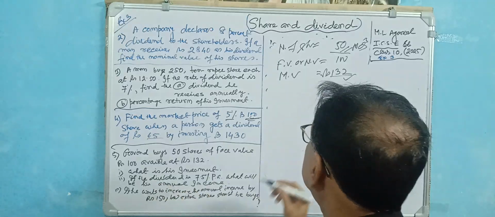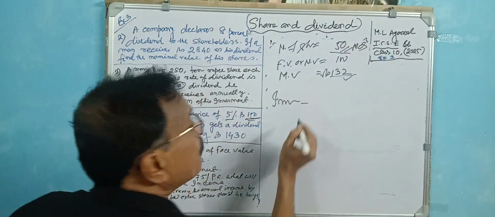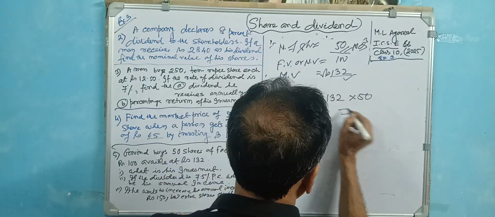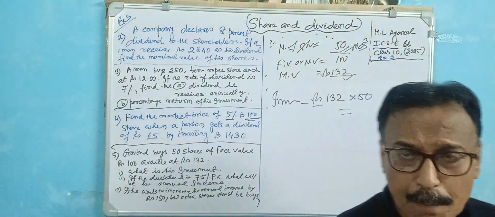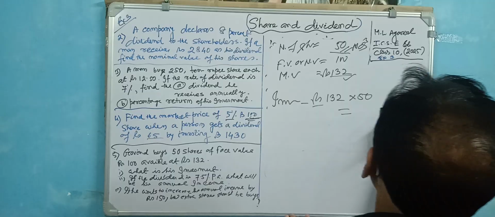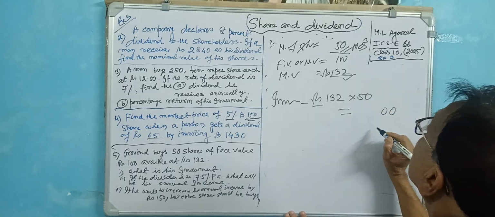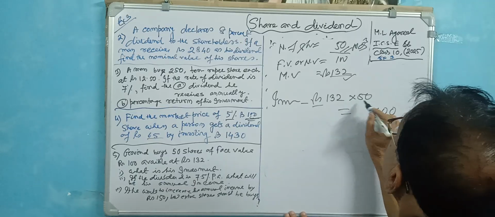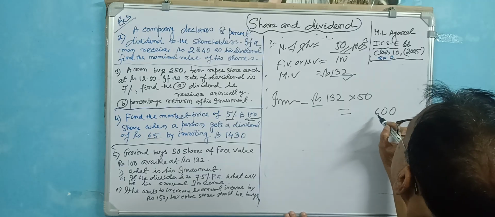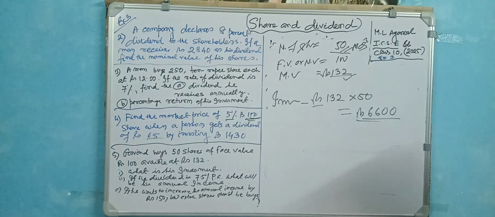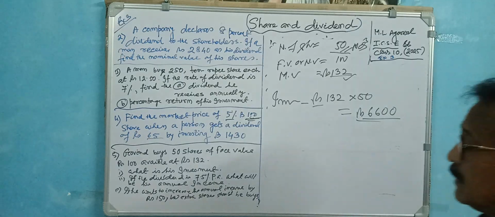Available, what is his investment? Investment means investment, what is the market value? 132, and number of shares 50, that is the investment, this is what you have invested, no problem at all. So multiply, this is 0, 5 twos are 10, this is total investment 6600.